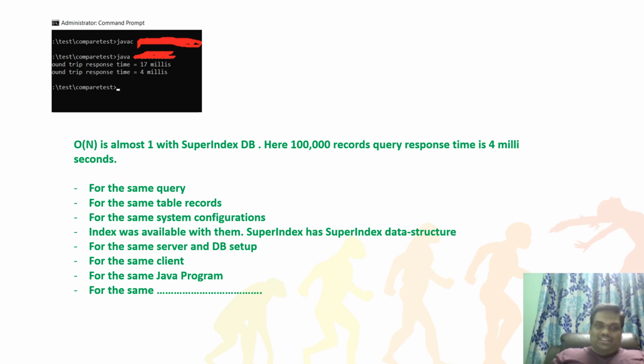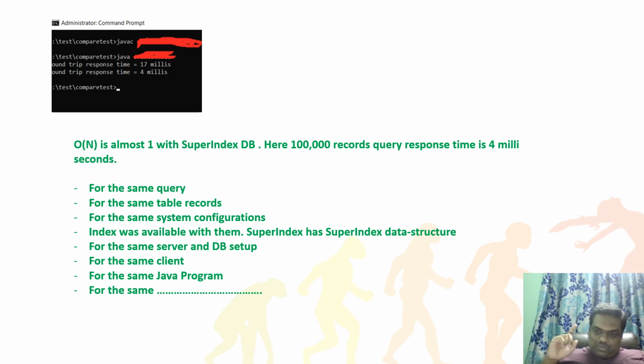I mean, this is a miracle. It shows only 17 milliseconds the first time, and the second time, 4 milliseconds when you have SuperIndexes. And this is with 100,000 records. How about 1 billion, 10 billion? It will be the same. That's why we keep saying that O of n is always 1.